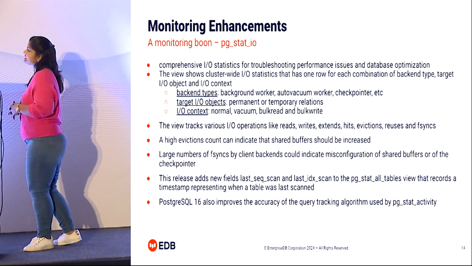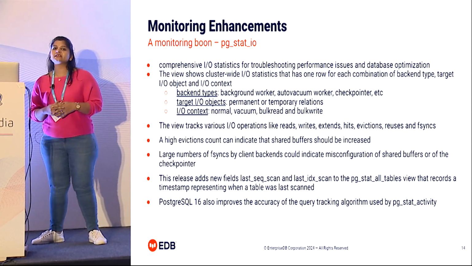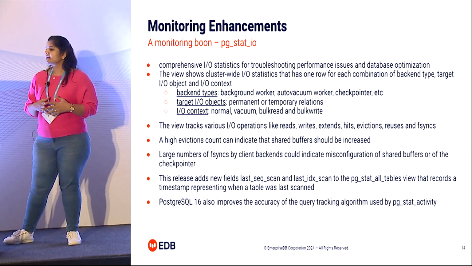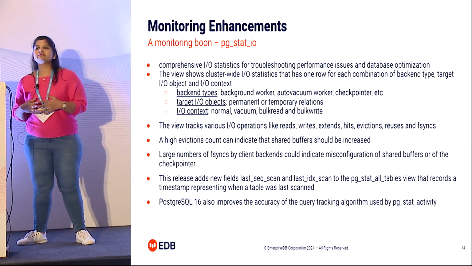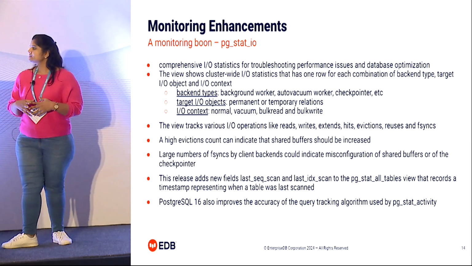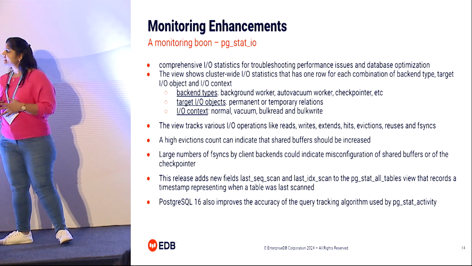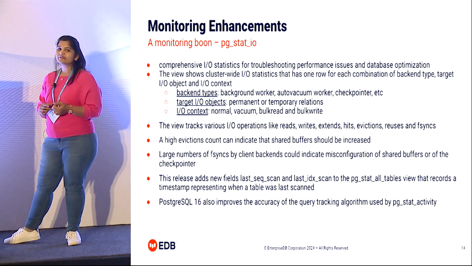Using this data, you can try to understand where the configuration is not right. For example, a high eviction count can indicate that shared buffers need to be increased, and also a large number of fsyncs by the client backend indicates that there is some misconfiguration of shared buffers and the checkpointer.